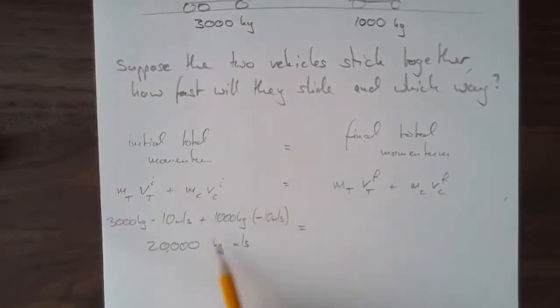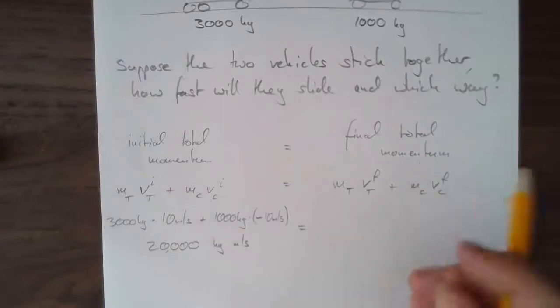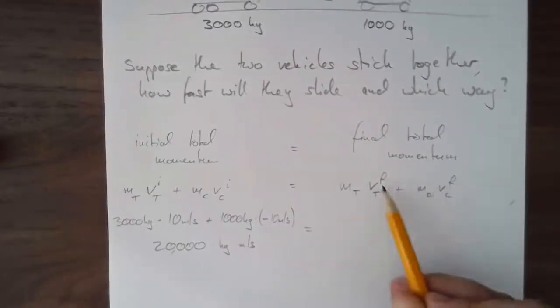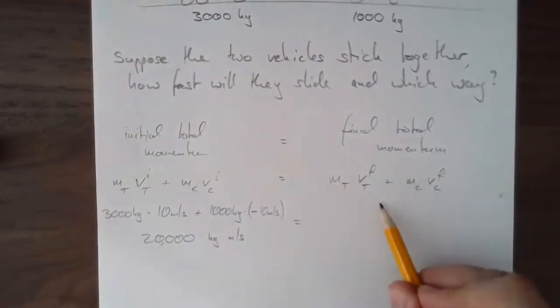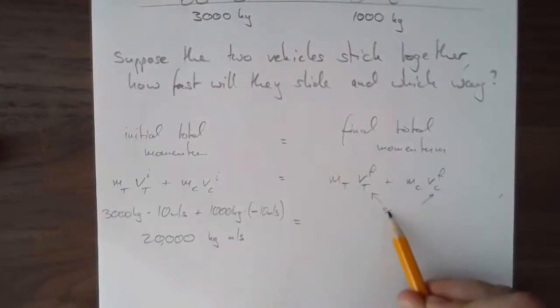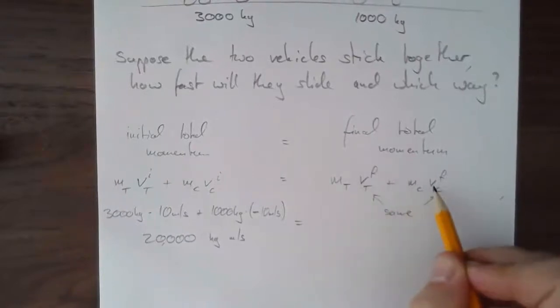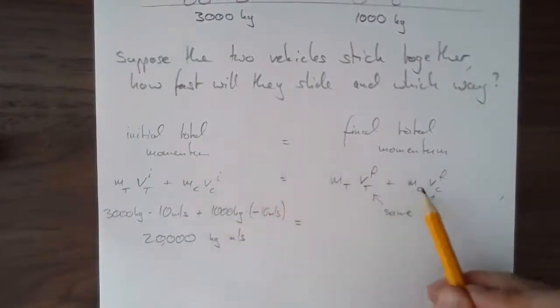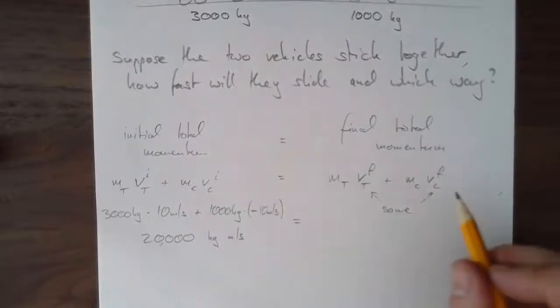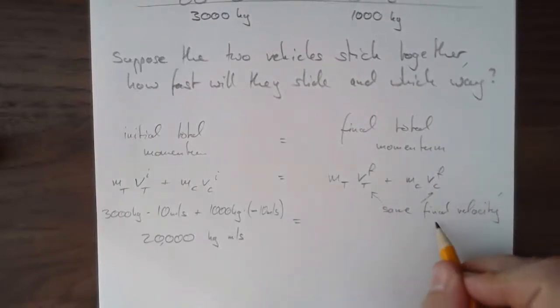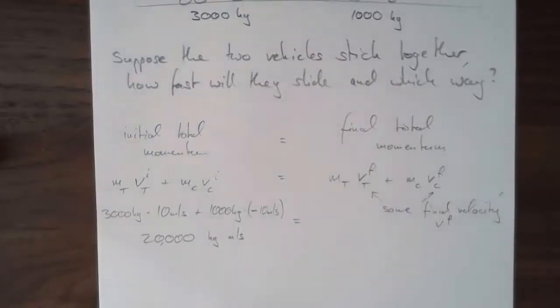Now what's it equal to? Well, the value is 20,000. And on the right hand side, well, we don't know what these ones are, but we know that it's the same, right? We know that it's the same because they're sticking together. That was important, right? There are two unknowns here, so we can't really solve one equation for two unknowns, but we're told they stick together, so they must have the same final velocity, or else they couldn't be sticking together. Let's just call it V final without any subscript.